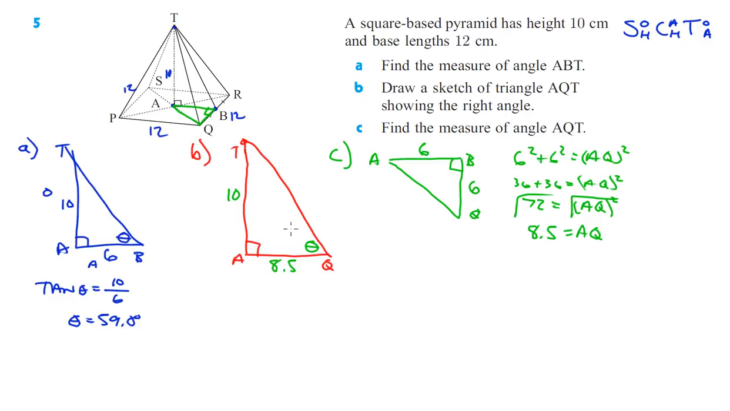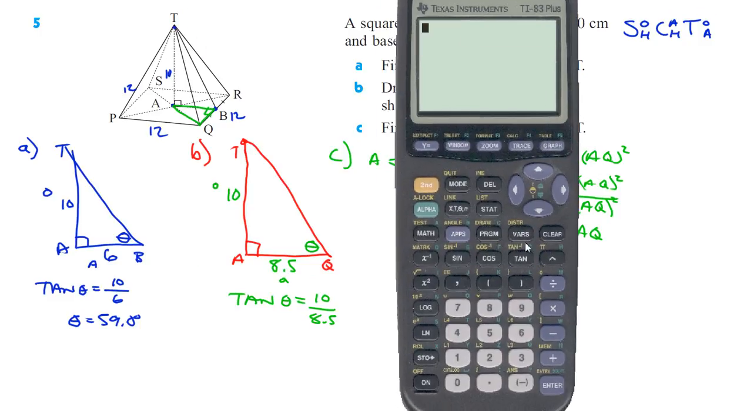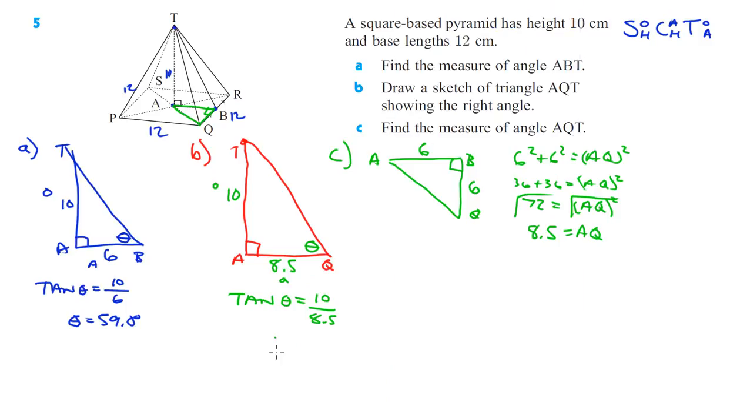So now that we have those two sides, now we can find that angle. So from this angle, that's the opposite. This is the adjacent, right? So we would use tangent. Theta equals opposite, which is 10, over adjacent, which is 8.5, right? So to find that, we're finding an angle, so second tangent of 10 divided by 8.5 gives us 49.6. Okay, so AQT is going to be 49.6 degrees.